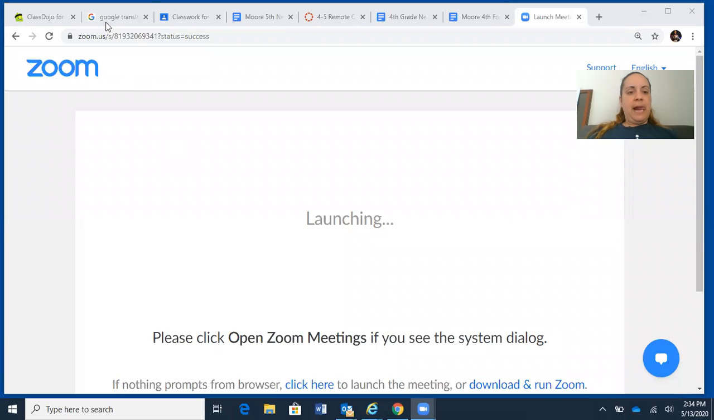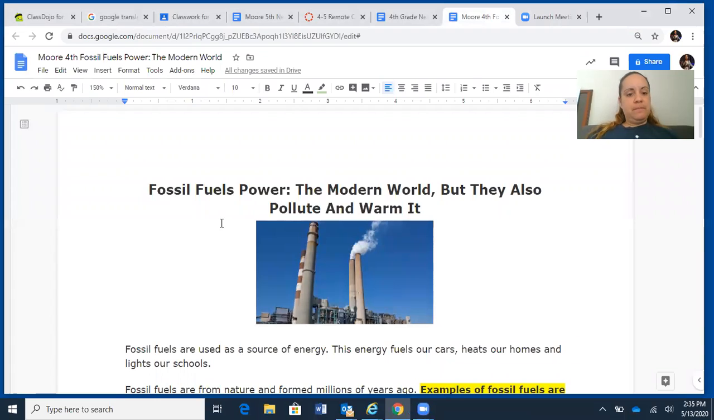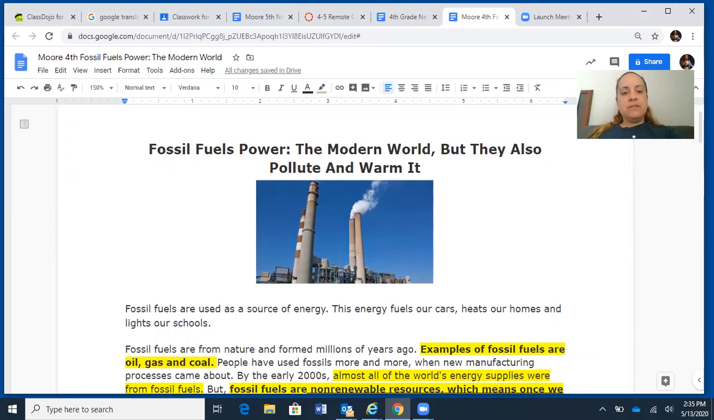Okay, so I just wanted to give you a little bit of background to remember what we talked about when we learned about the non-renewable resources. So now let's read our story. I'm going to share my screen. Okay. Here it is. Fossil fuels.